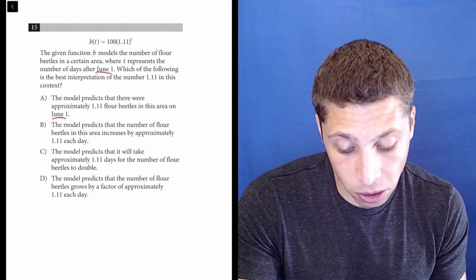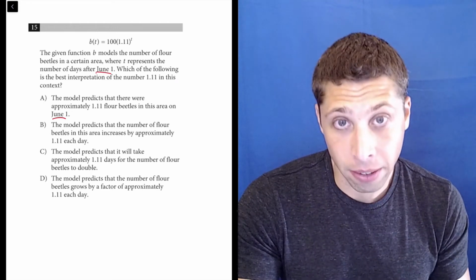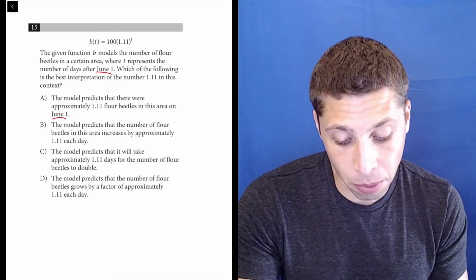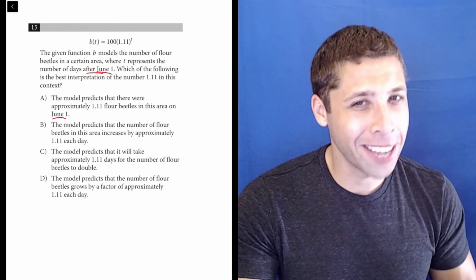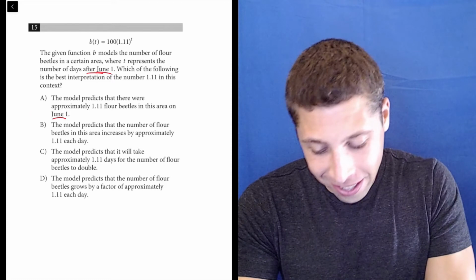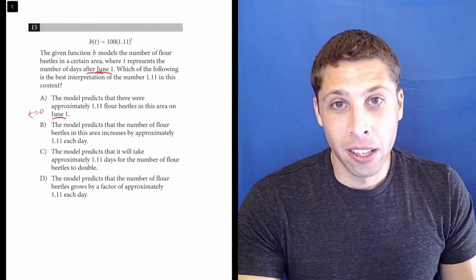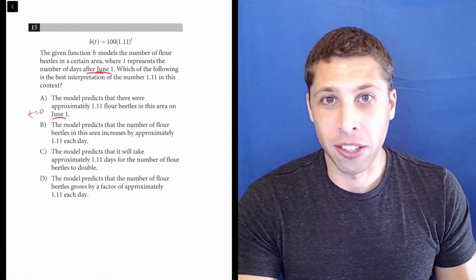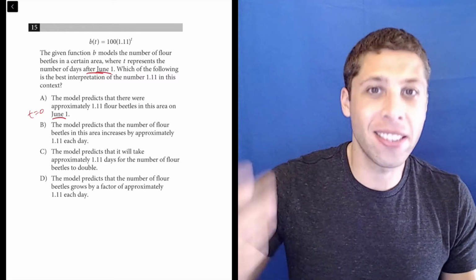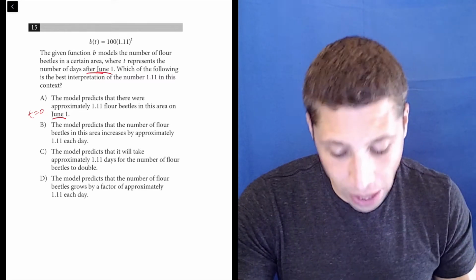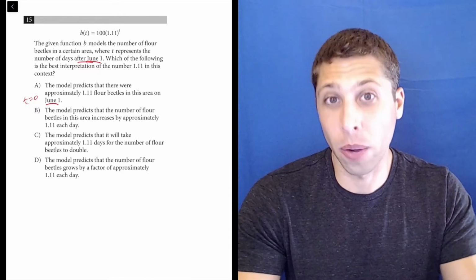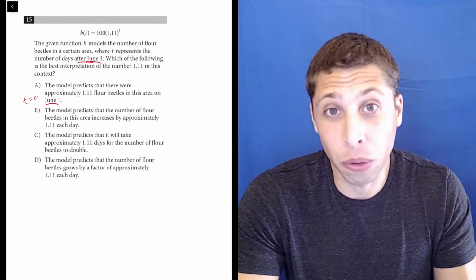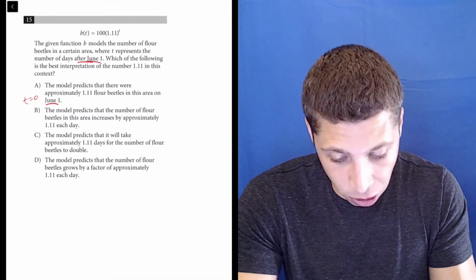And June 1st is the baseline for the equation, where t represents the number of days after June 1st. So June 1st is how many days after June 1st? 0. So arithmetize here. This choice A is giving you an arithmetize situation, right? So just do what it says. If they're telling us what's going on June 1st, at the t equals 0 point, then we can figure that out just by plugging that into the equation.